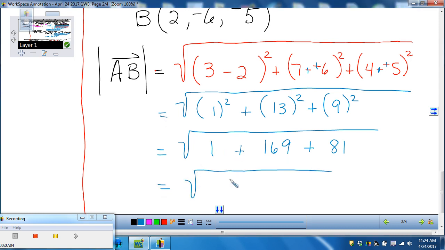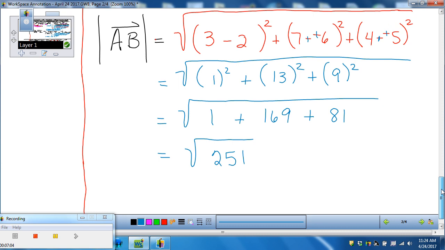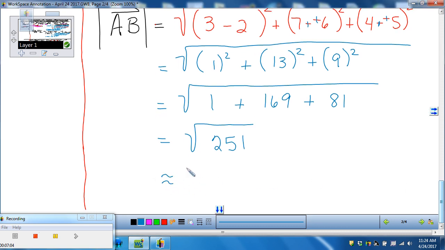1 plus 169 is 170, plus 81 is 251, which we want to take the square root of. If you're thinking about that, that's really close to 256, which square root of that is 16, so this answer is going to be really close to 16. It's probably going to be around 15.8, but let me go check it on the calculator. So hang on just a second. And 15.8 it is. So the magnitude of AB, it's a three-dimensional vector, is 15.8.